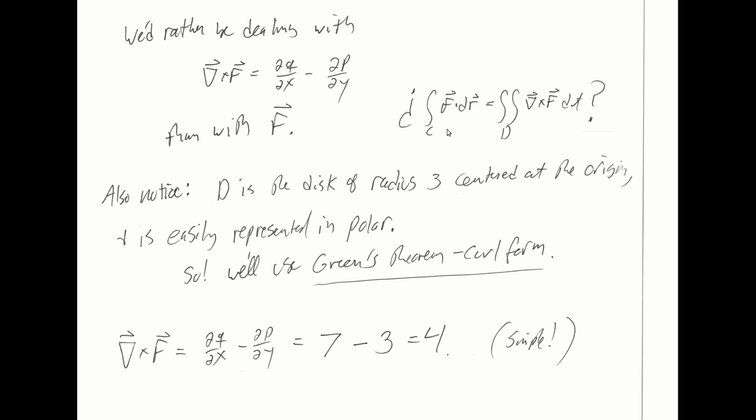Instead of finding this, I could be looking for this integral instead. But that means instead of dealing with c, I have to deal with d as well. I can see that my integrand is going to get simpler, but am I okay dealing with the interior of this curve instead of the curve itself? So if c is the circle of radius 3 centered at the origin taken counterclockwise, then d is just the disk of radius 3 centered at the origin. And that is easily represented in polar. It's in fact maybe the easiest region to represent in polar.